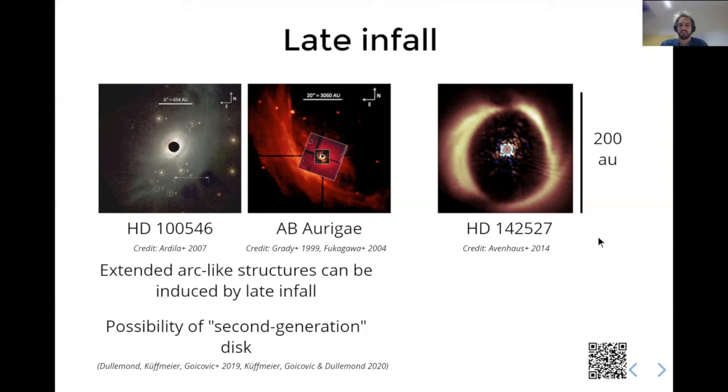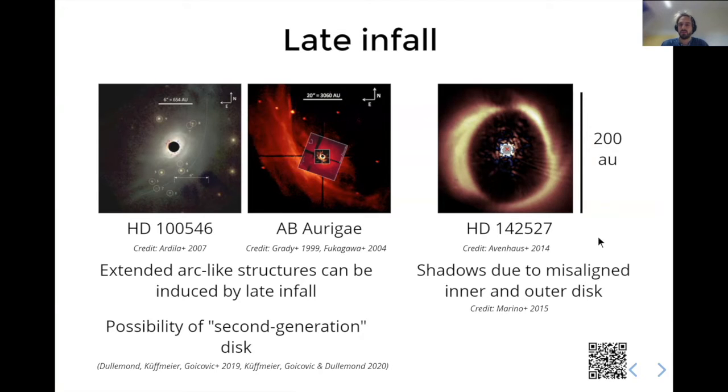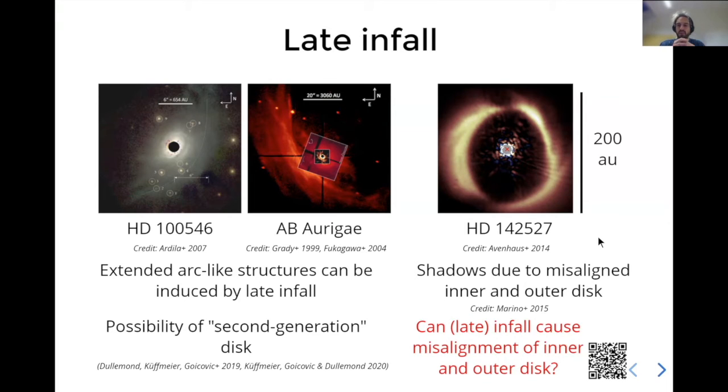explain such observations? Namely these shadows, which, as we know since the work of Sebastian Marino, can be explained by a configuration of a misaligned inner and outer disk. So the main question that we had then is: can late infall cause the misalignment of inner and outer disk? So you form a second generation disk through infall around an already existing star-disk system.